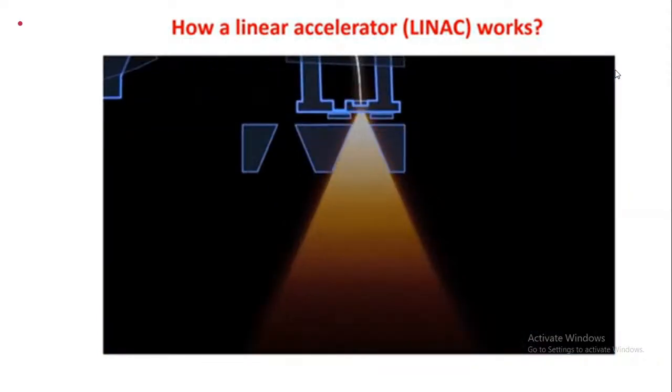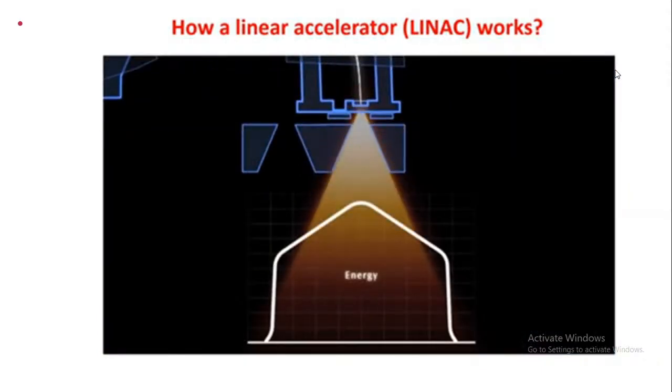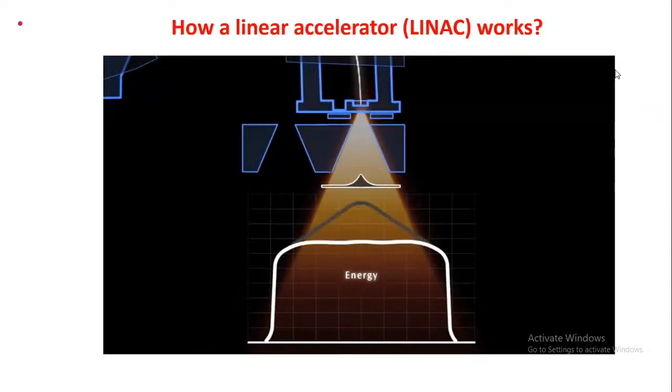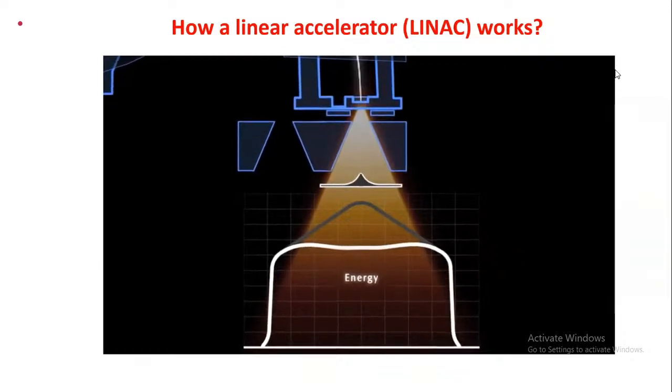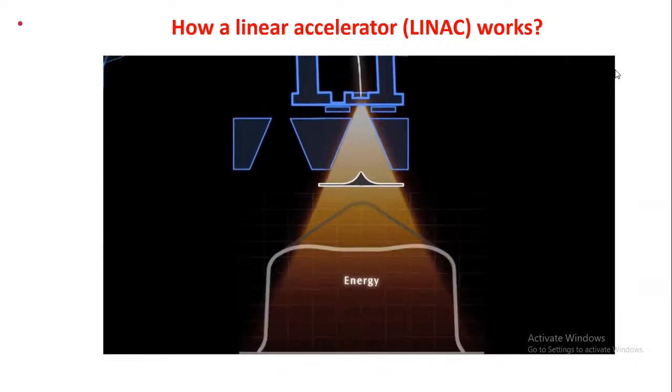At this stage, the photons are not uniformly distributed across the beam, and so a flattening filter is placed in the path of the beam. The cone-shaped filter absorbs more photons from the center of the beam than from the sides, creating a uniform photon beam.